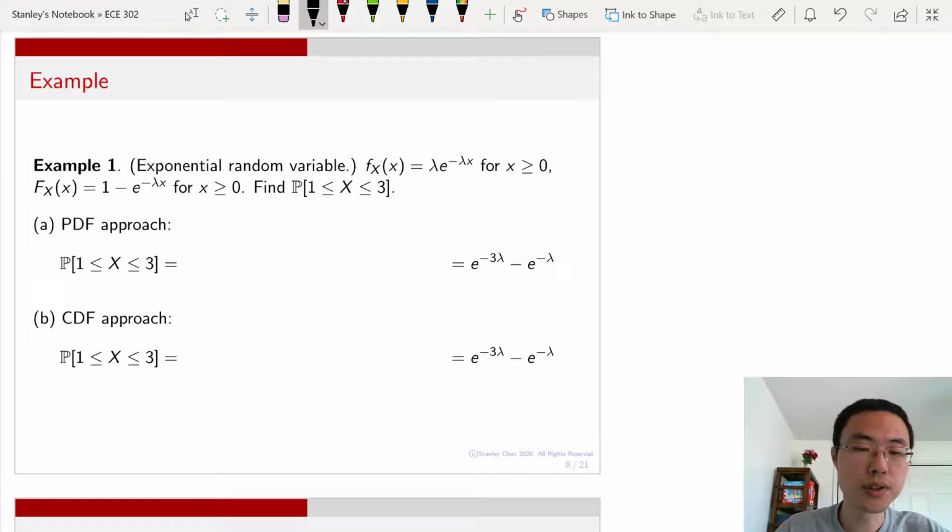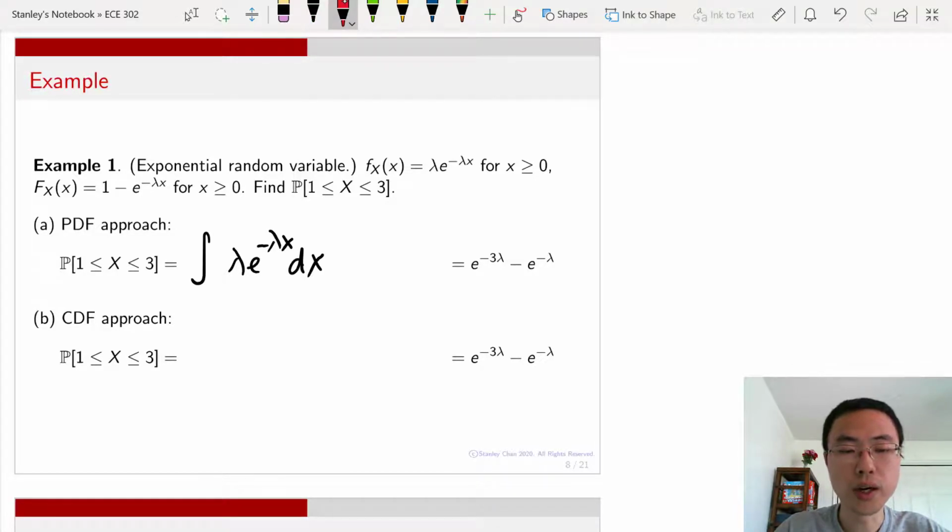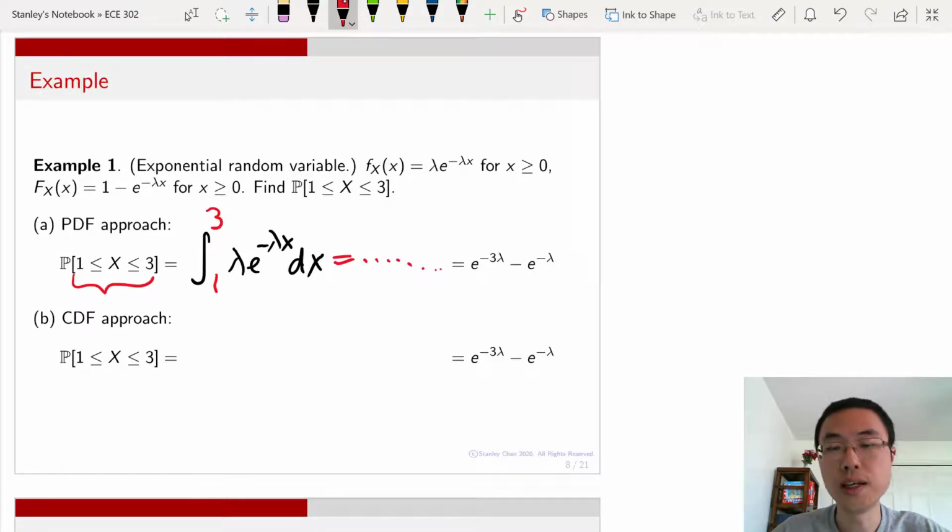The PDF approach says that I want to integrate my PDF, lambda e to the minus lambda x. And the limits will be from where? Since I'm evaluating this range, I integrate from 1 to 3. Then you do all this calculus, and you can show that it equals e to the minus lambda minus e to the minus 3 lambda.